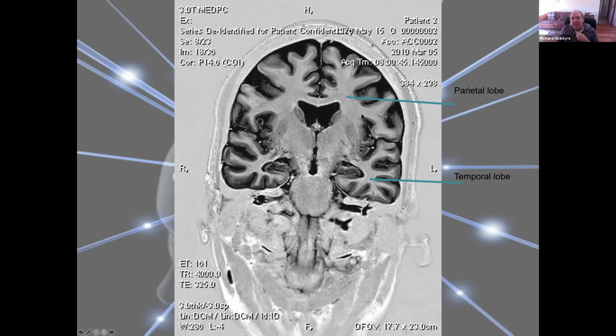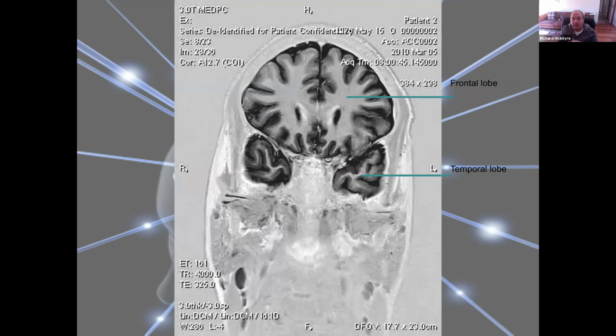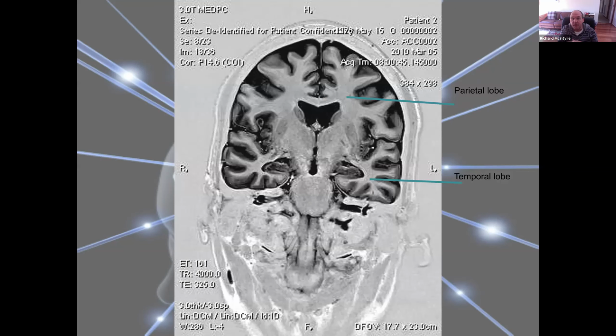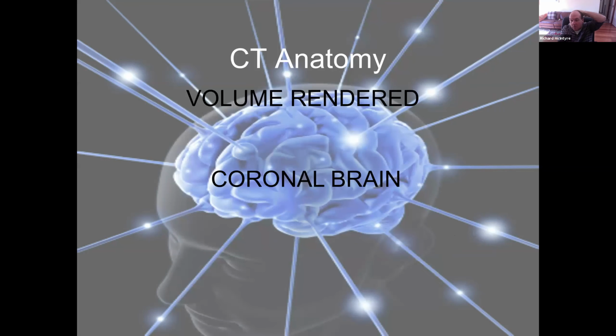This is called an inversion recovery sequence. And it's very helpful to get a little bit more information, a little bit more contrast within the brain. Okay. And of course, you can see the different parts of the brain, different aspects of, or the lobes of, the brain.